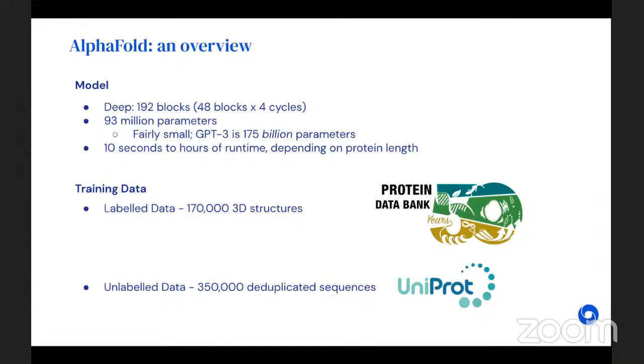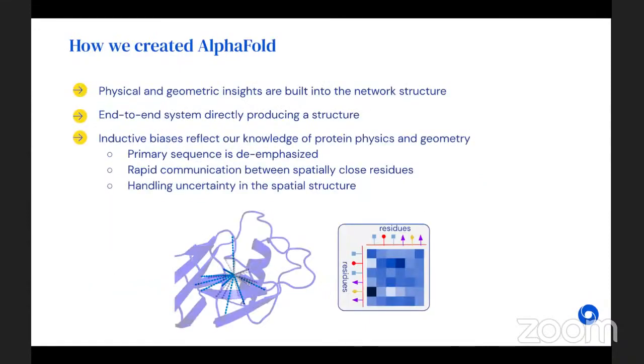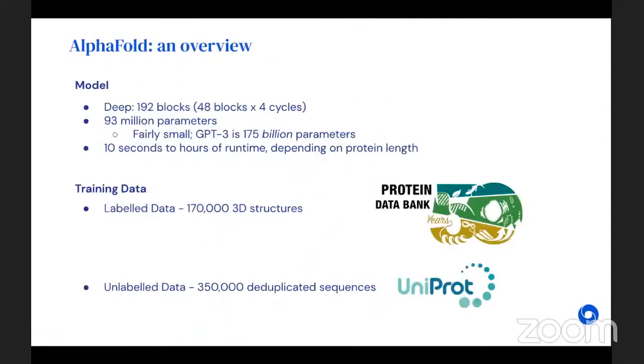Great. What is the output of the network? You give the position in space of each. Yeah, it outputs the positions of each atom and each residue in the protein. So that's the output.